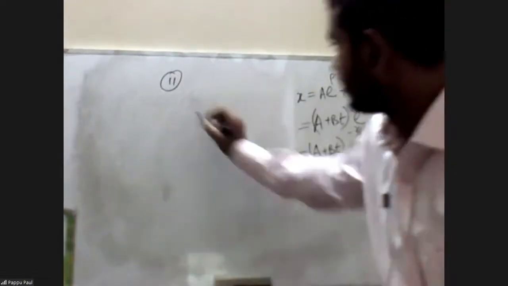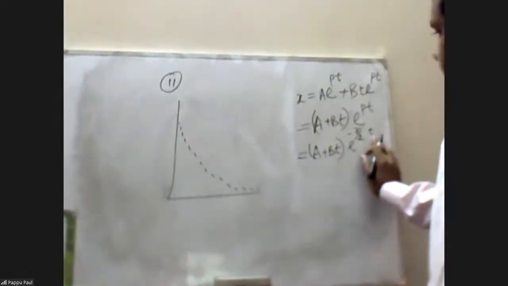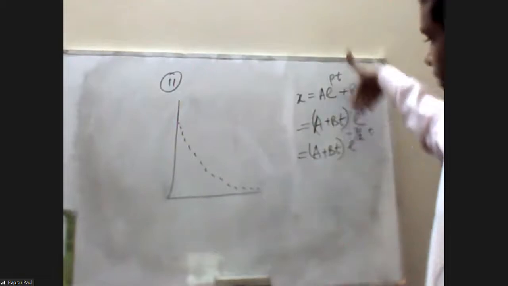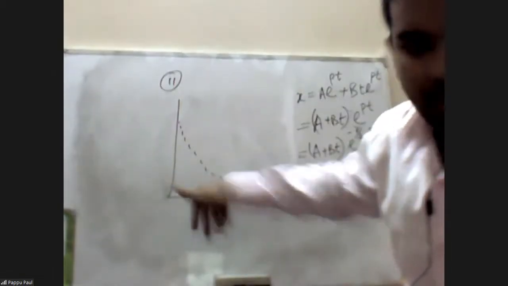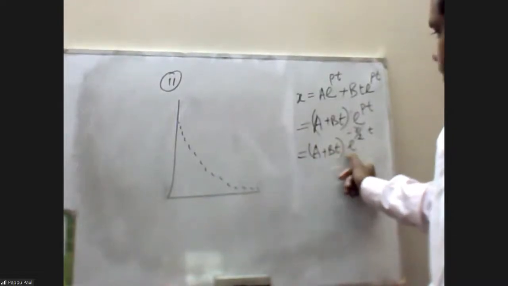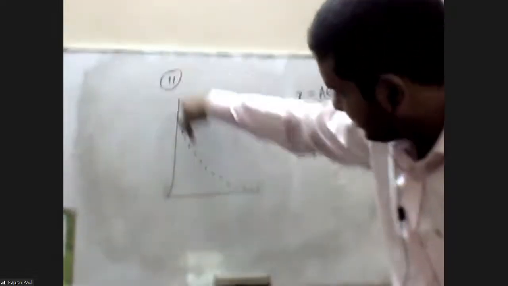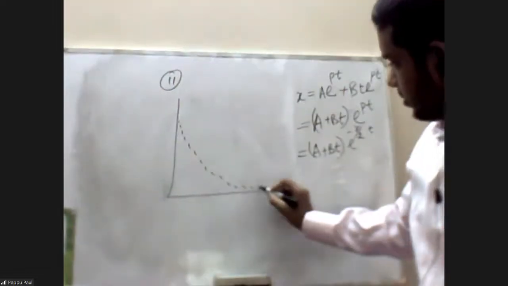After this, if we draw the graph of this pattern, our first term is only the exponential portion of the graph. If we increase the value of t, our exponential graph will drop sharply. In our second portion we have another t term times e to the power minus gamma by 2 into t, so it will sharply decrease and will be zero soon.